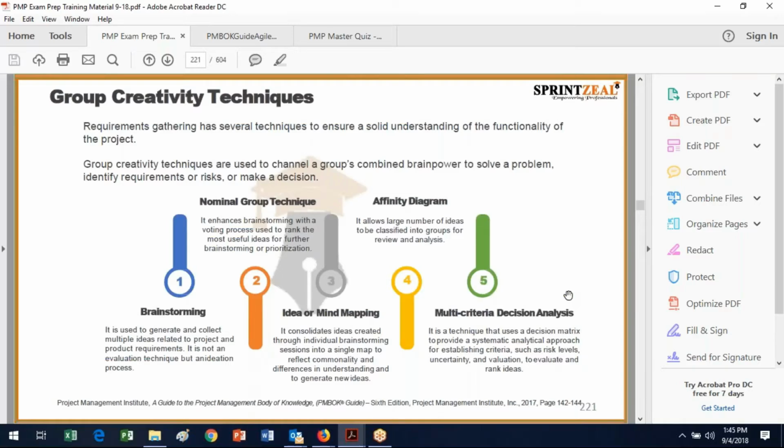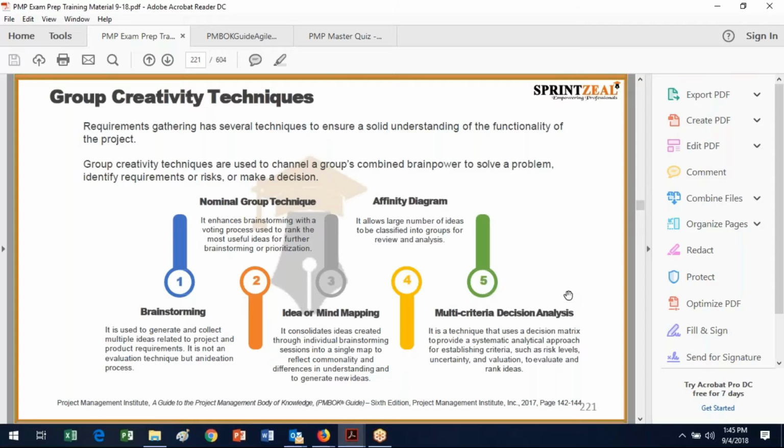So how are we going to get all the requirements? Well, certainly one way is using our group creativity techniques. These are ways that we can try to gather requirements and get a solid understanding of the functionality that we need for the project.